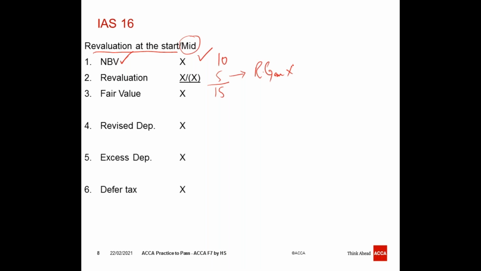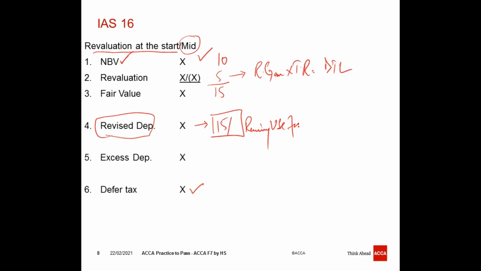This revaluation gain into tax rate will become the deferred tax liability. This is requirement number 6. After doing the revaluation, the subsequent depreciation will be the revised depreciation, which will be based on this 15 million divided by the remaining useful life. So you need to see what the remaining useful life of this asset is after the revaluation, and then calculate the revised depreciation.